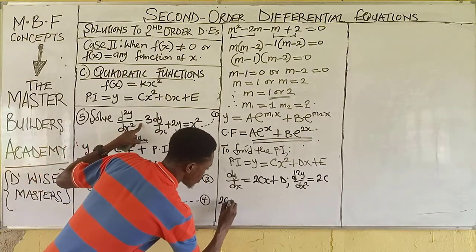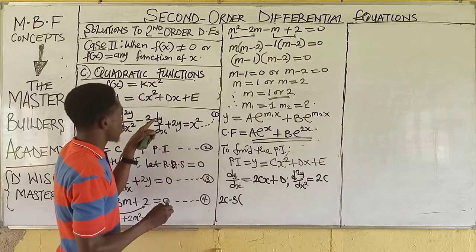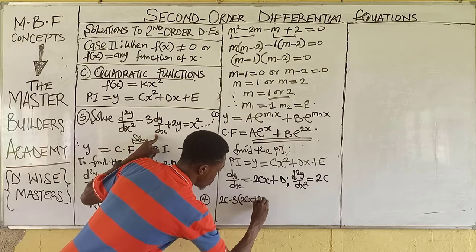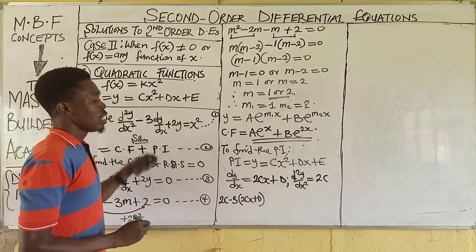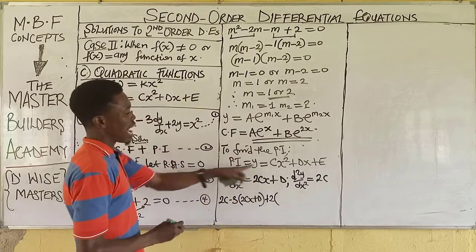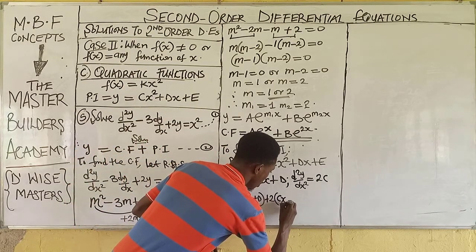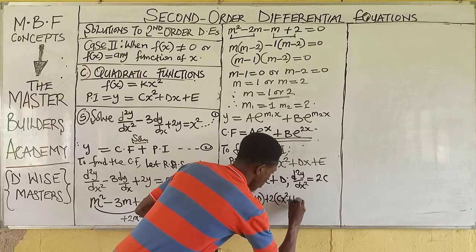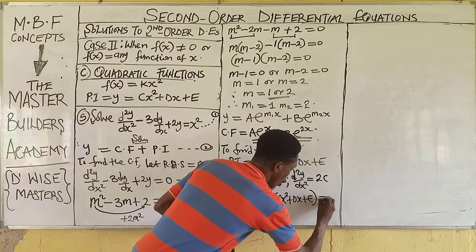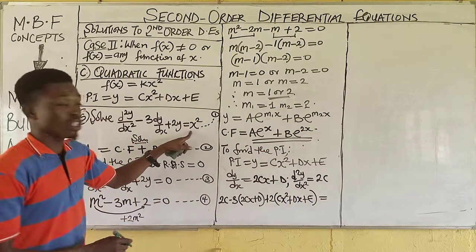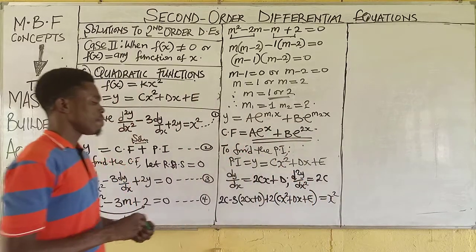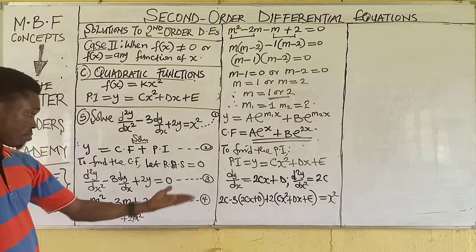Then minus 3d squared dy over dx, and dy over dx is 2cx plus d. Then plus 2y. And what is y? Don't forget our y is equal to cx squared plus dx plus e. Then all equal to what? At the right hand side of the equation, we have x squared. It's as simple as this. Very, very simple.